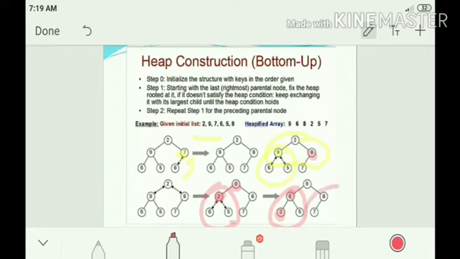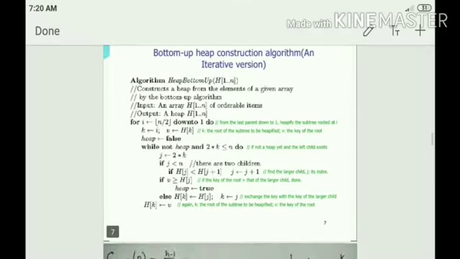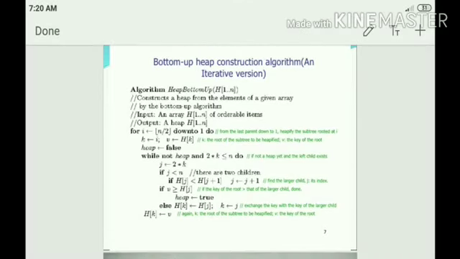Now this subtree satisfies the parental dominance condition, this subtree also satisfies it, and similarly this subtree also satisfies it. So therefore we have heapified the array. This is how we construct a heap by making use of a bottom-up approach.